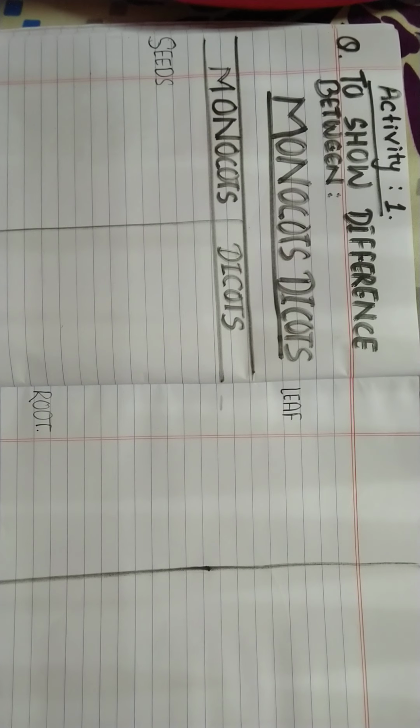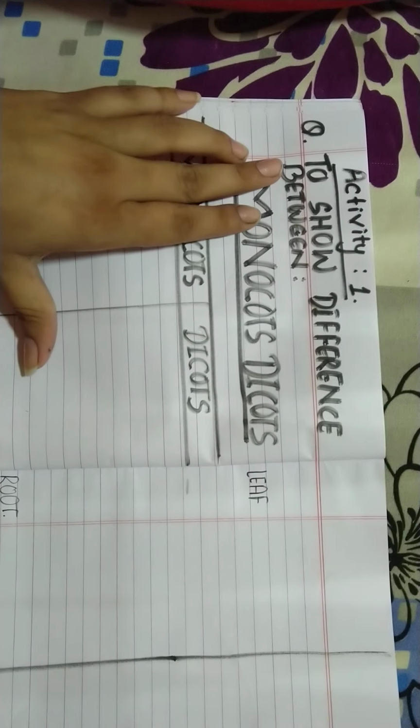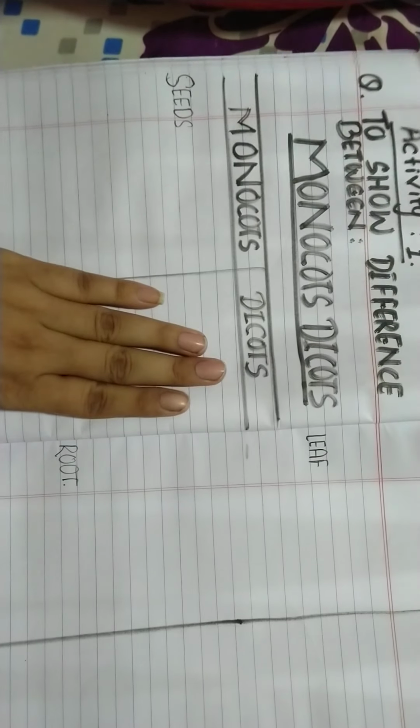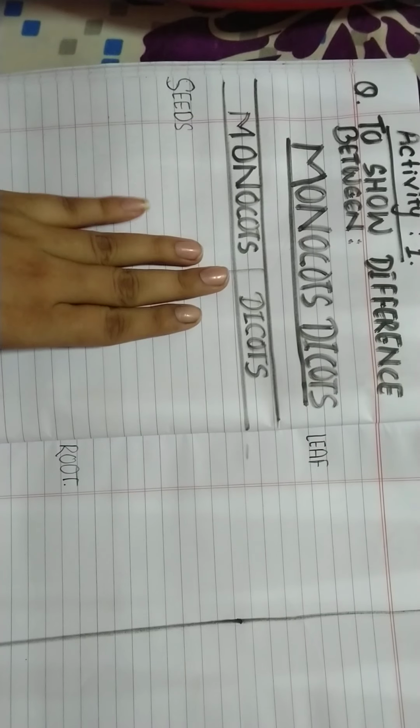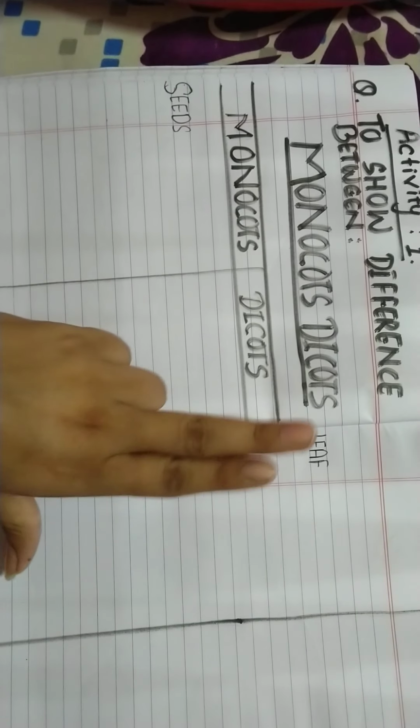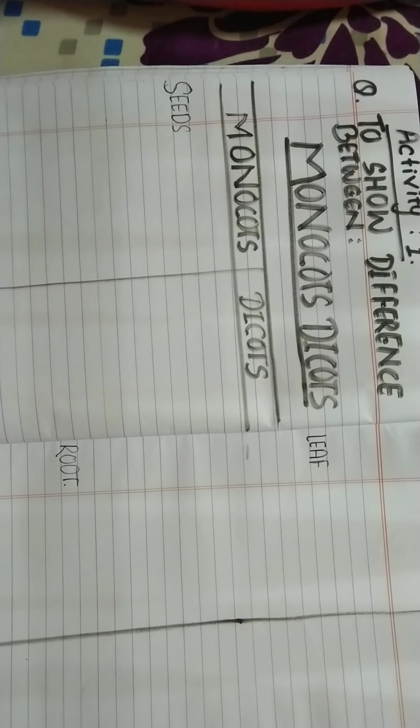Good morning everyone. Yesterday you were asking me how to show the activity, ma'am. We didn't understand. So today I'm going to give you detailed information on how to make an activity. Your question was to show the difference between monocots and dicots, and I have made two columns, writing three different points on the basis of their seed, then leaf, and then root.